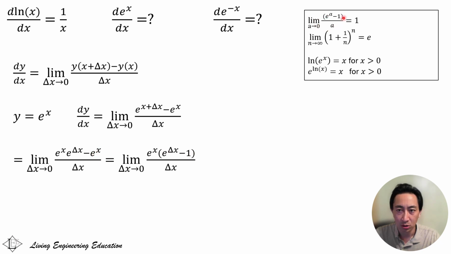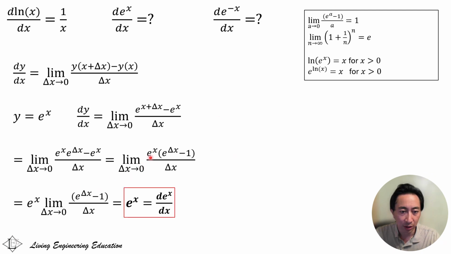So it's getting close to look like this form here. So I can pull out this e to the x term, and then we have limit delta x approaching 0, e to the delta x minus 1 over delta x. That essentially is this, where a is delta x. So this is equal to 1, so we get e to the x times 1. e to the x is equal to the derivative. So this is part of that convenient form.